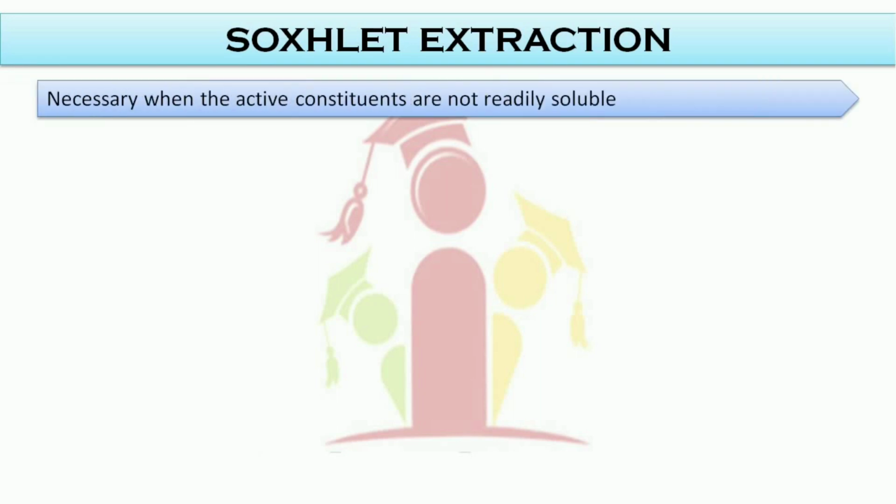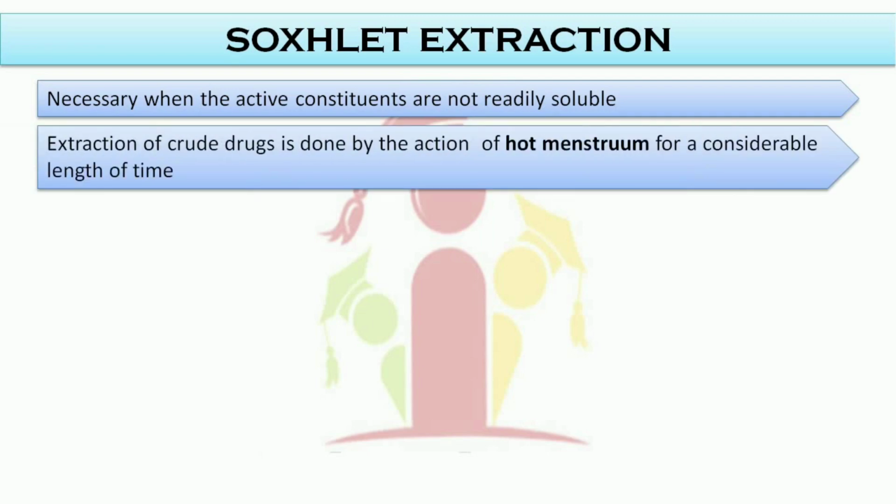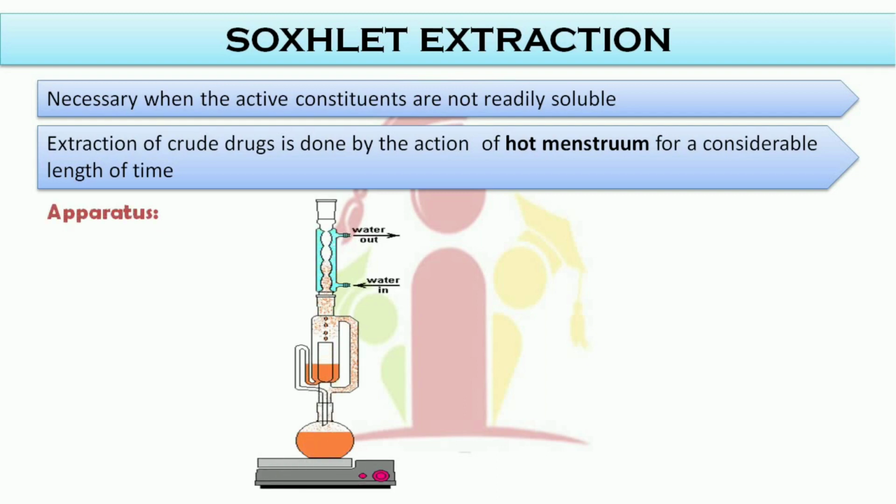Now Soxhlet extraction. It is necessary when the active constituents are not readily soluble. Extraction of crude drugs is done by the action of hot menstruum for a considerable length of time. The apparatus is as follows. As you can see in the image, the heating is done in the flask below, and the liquid goes above in vapors through the side tube.